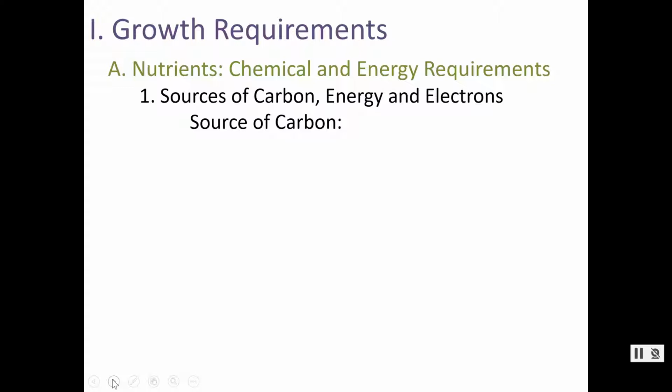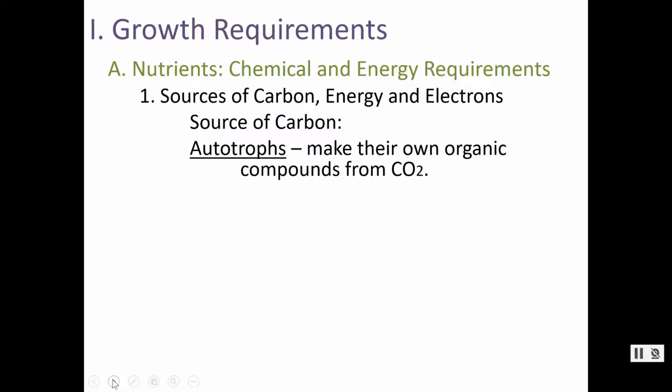Where does their carbon come from? We just had metabolism, and we talked about glucose being C6H12O6, so there were 6 carbons there. All organisms need carbon. We're carbon-based life forms. To survive, where do they get that carbon? So we can categorize microorganisms based on how they get their carbon.